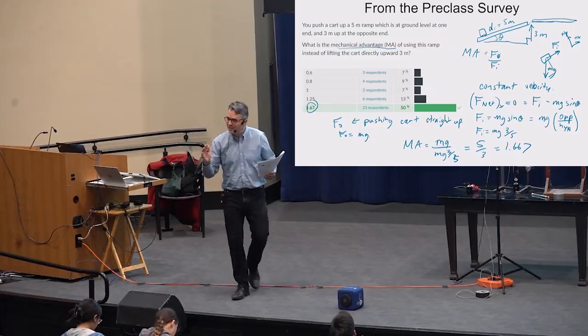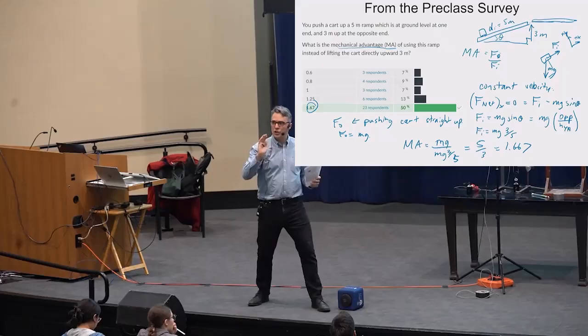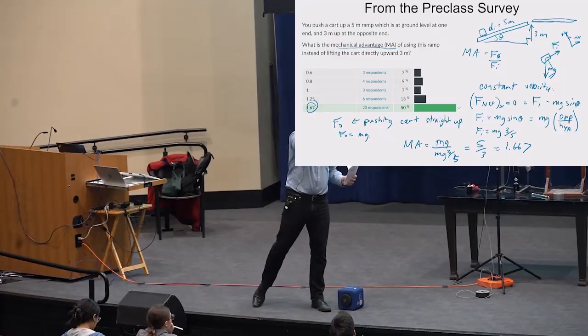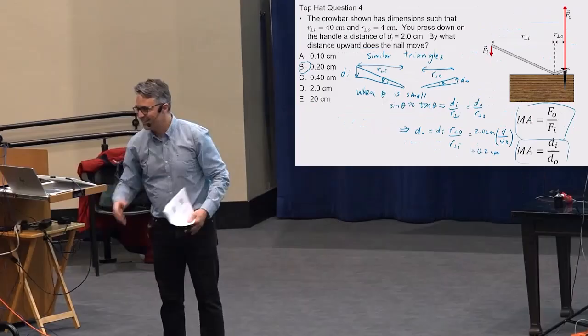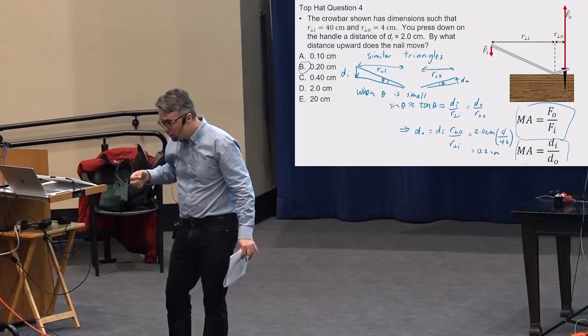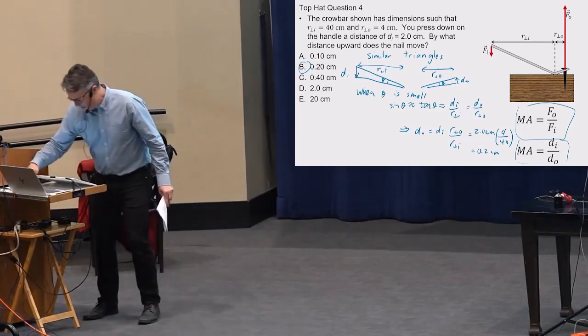But what's interesting here is that it's also the ratio of the input distance, 5, divided by the output distance, 3. So it's another way of thinking of a mechanical advantage. Yeah, question? Can we think of this in terms of work done? Great question. I was just about to think about that, actually.